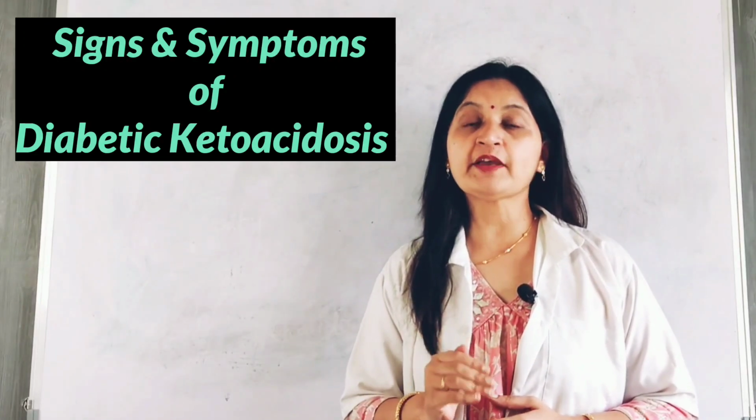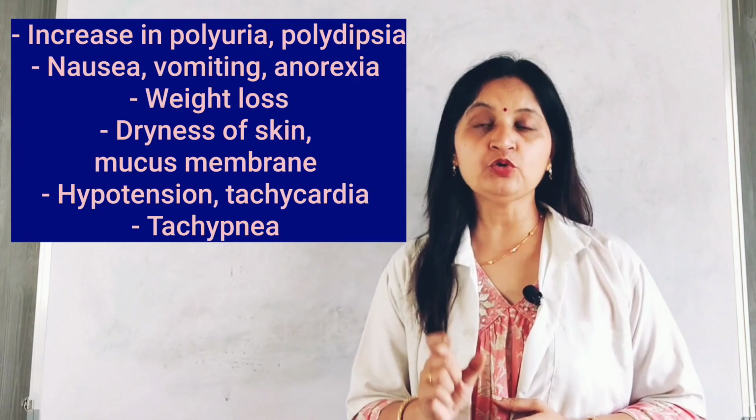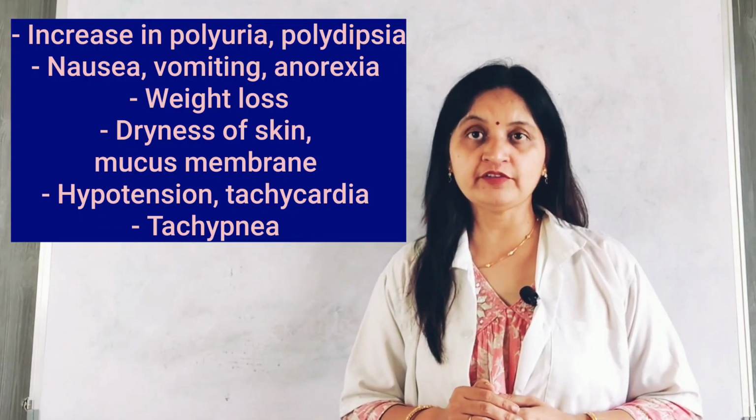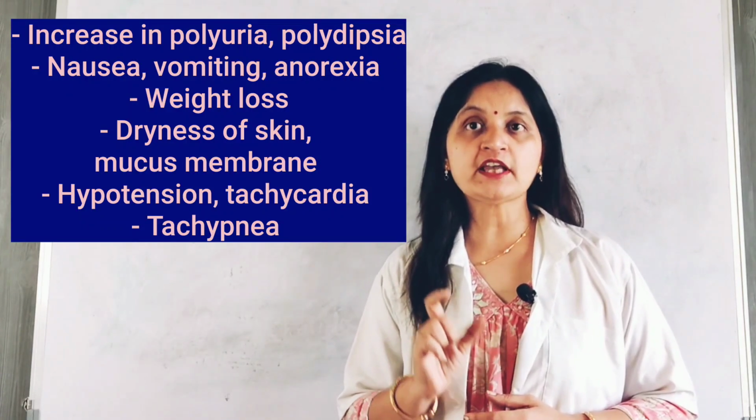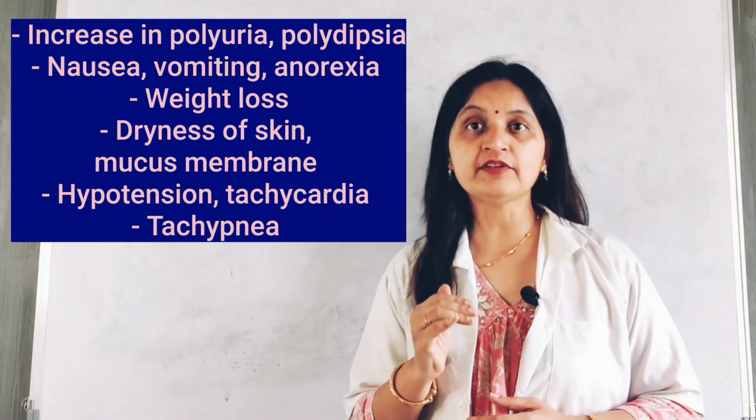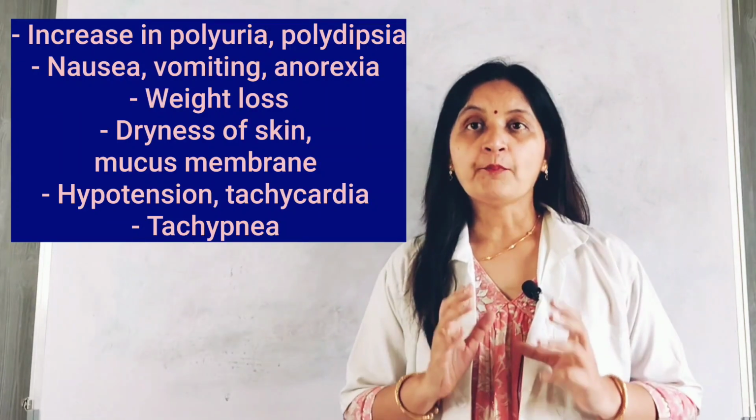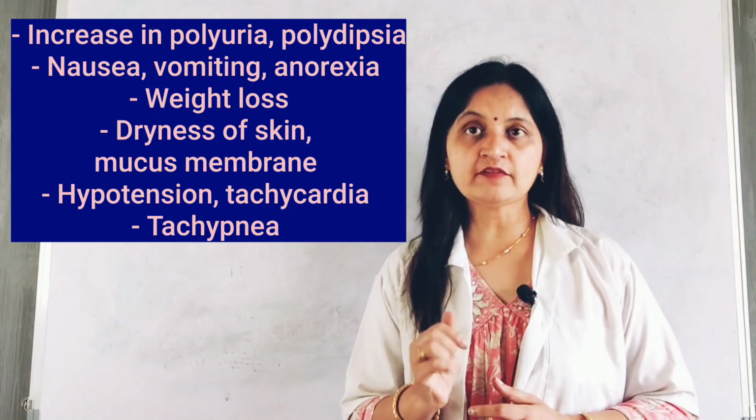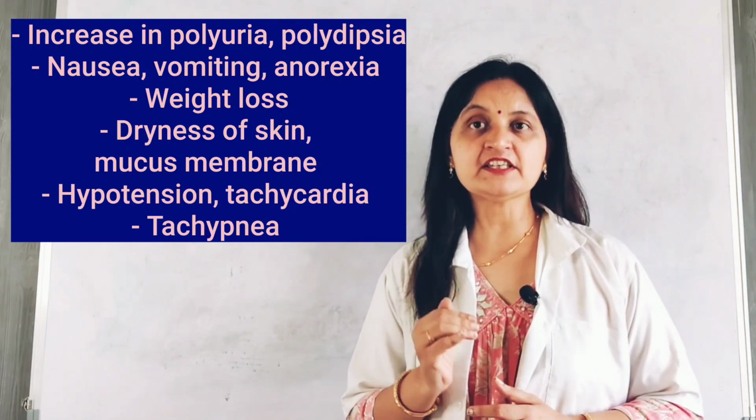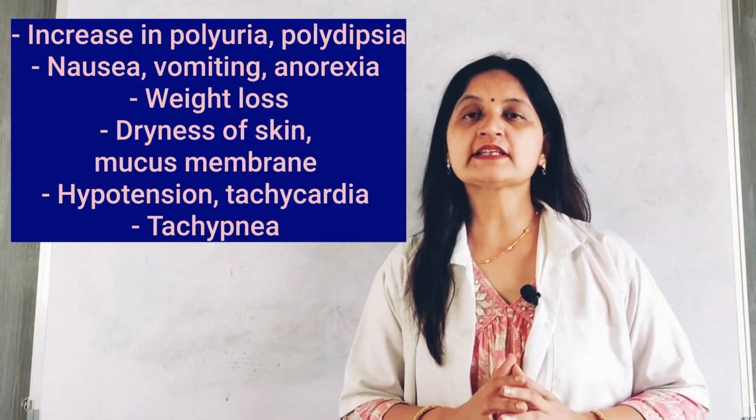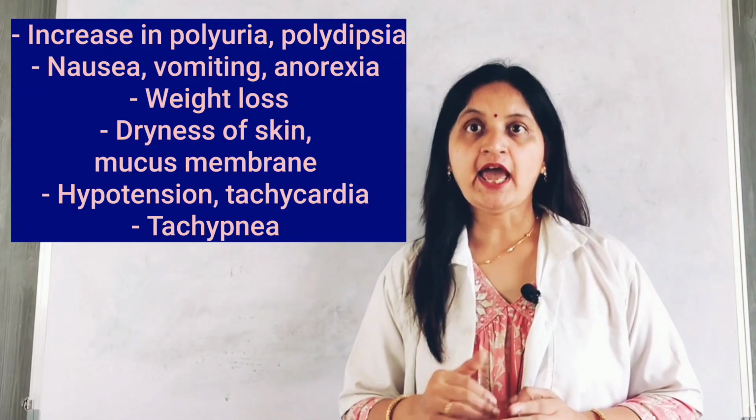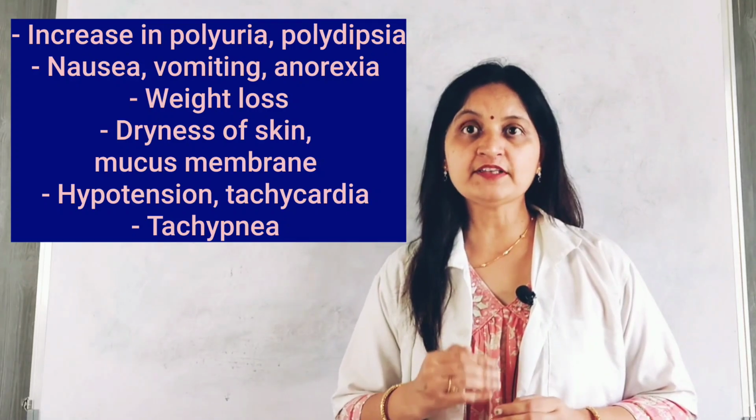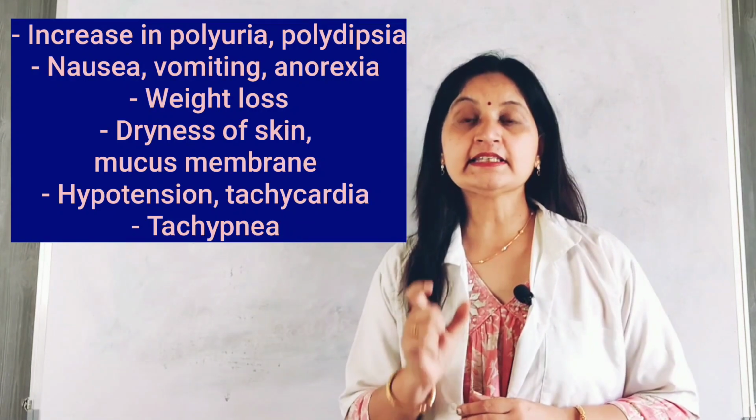So in the early stages, because of hyperglycemia, there is polyuria, polydipsia. GI symptoms can be seen because of the formation of ketone bodies, and nausea, vomiting, anorexia, decreased appetite can be seen. Because of loss of water, there is dehydration and there is dryness of the skin, mucous membrane, decreased perspiration. Volume loss can lead to hypotension and tachycardia. Also because of metabolic acidosis and respiratory compensation, there is tachypnea.